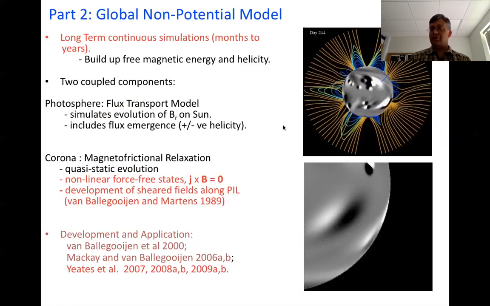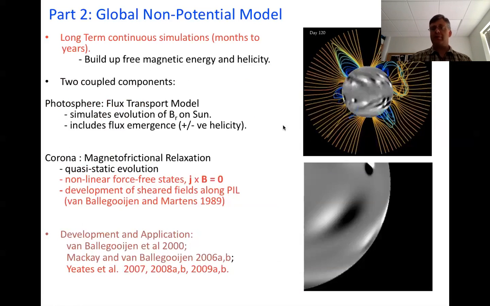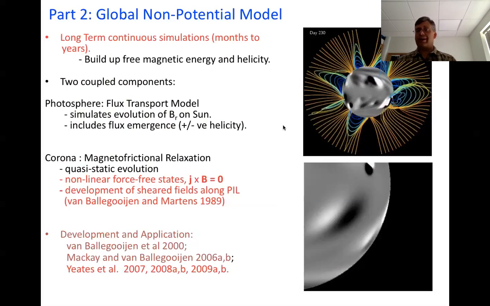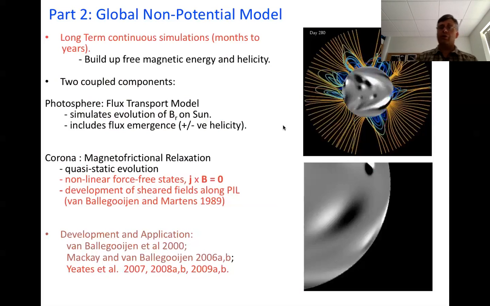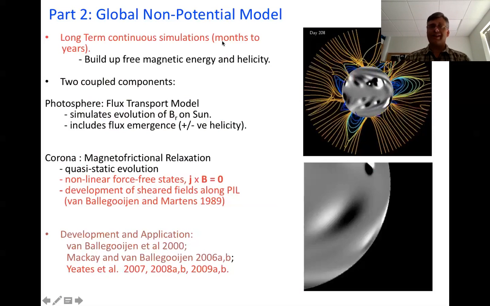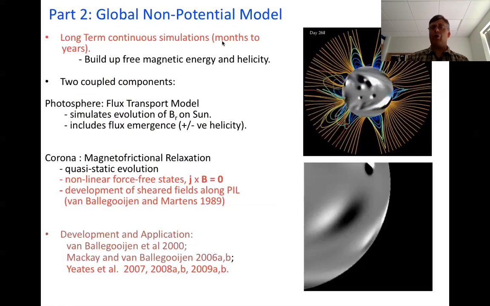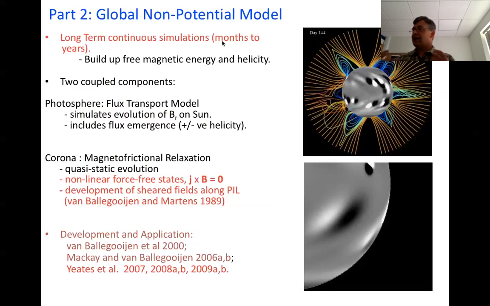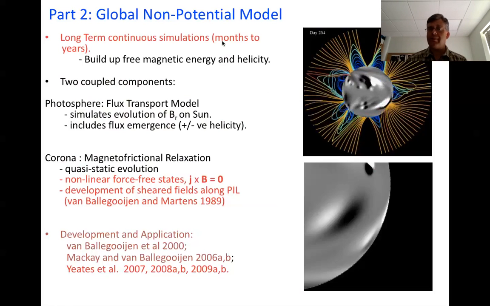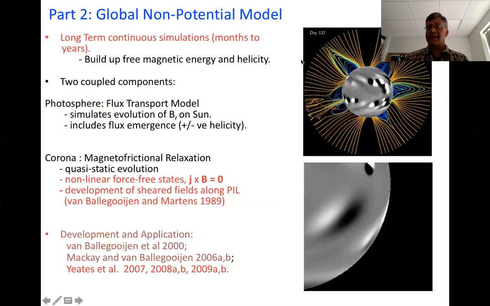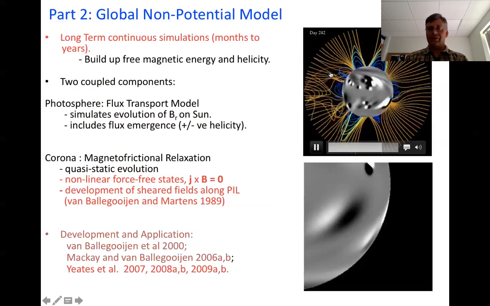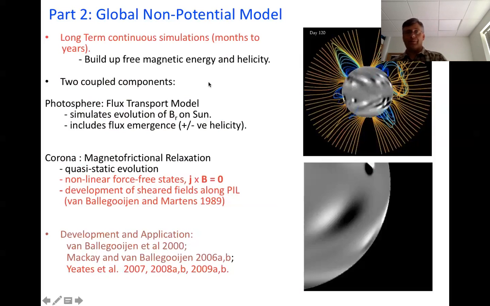We will generally start off with a potential field configuration. We will then run the simulation forward in time, but after that, the coronal field is non-potential throughout its entire evolution. Now, with this code, we want to be able to study these long-term continuous simulations over periods of months to years and study the build-up of free magnetic energy and helicity in the sun as new flux emerges at low latitudes and is then transported towards the poles. So the movie on the top right-hand side shows an illustration of the model in action just over a 6-month period. And this model contains two separate coupled components.